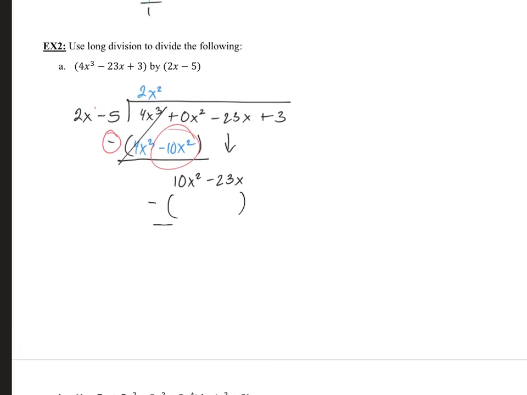We're going to ask ourselves, 2x times what would give me 10x squared? Well, that would be 5x. So multiplying the 5x to this binomial, what do we get? We get 10x squared minus 25x. Cancels, and then we have negative 23 minus the negative 25. Let's write that out on the side. Ooh, that becomes a positive. And we get 2x.